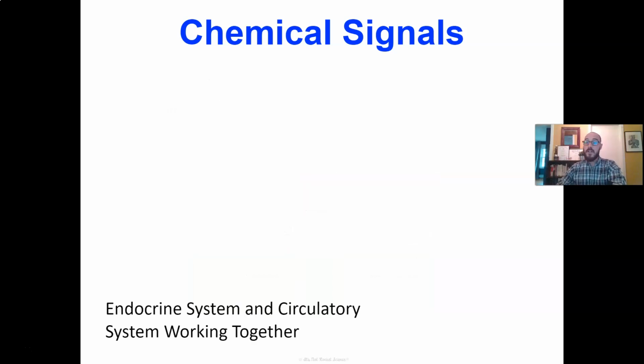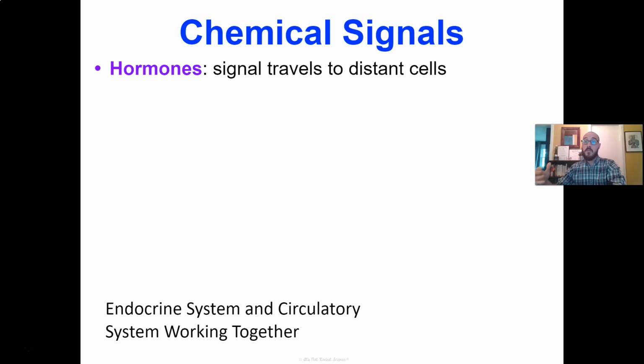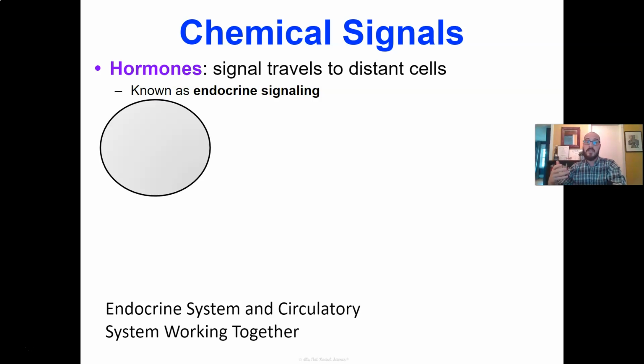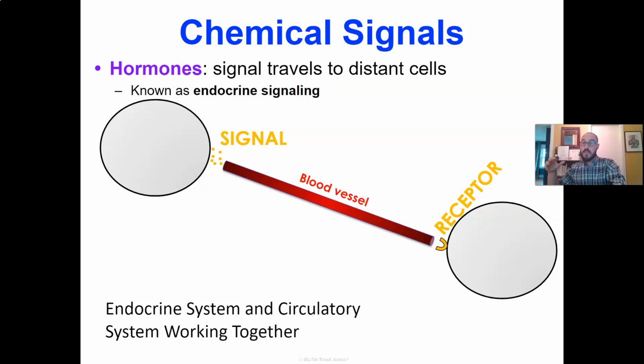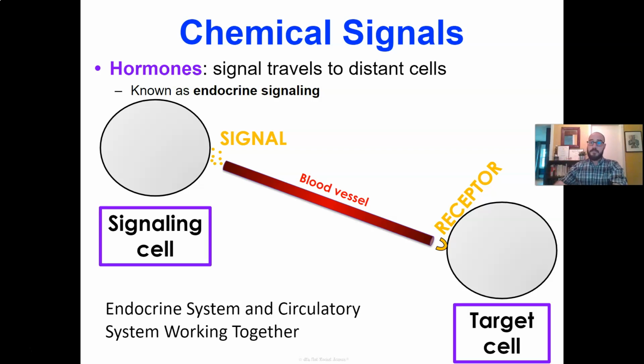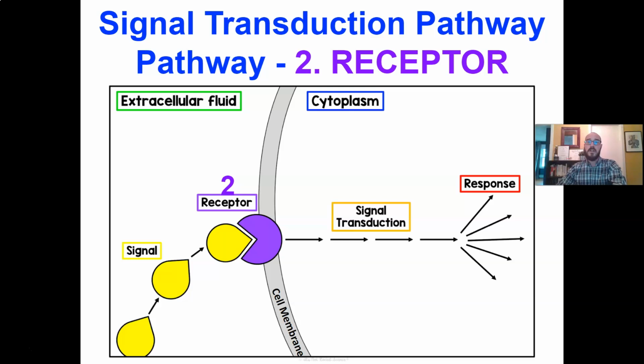What's another one that we've already talked about? Hormones are also a chemical signal, and they travel to distant cells. This is also known as endocrine signaling. How does that work? Well, we've talked about this before. The signal goes into your blood vessel, and the blood vessel transports it throughout the body, and a receptor on your target cell picks it up. That's how the endocrine system is able to control a lot of things that happen in your body as well. So now let's talk about the receptor.